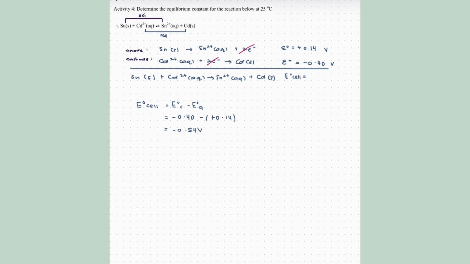Okay, to determine the equilibrium constant, we need to use the Nernst equation, which is E naught cell equals 0.0592 over the number of moles, times log K. And then rearrange the equation because we want to find the K value.